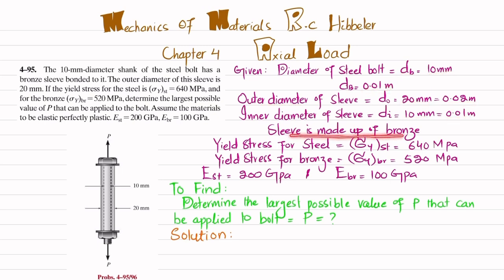Sleeve is made up of bronze. Yield stress for steel is 640, while yield stress for bronze is 520 megapascal, and their modulus of elasticities are mentioned. So you have to determine the largest possible value of P that can be applied to the bolt. And how we will find this? So let's start with the solution.